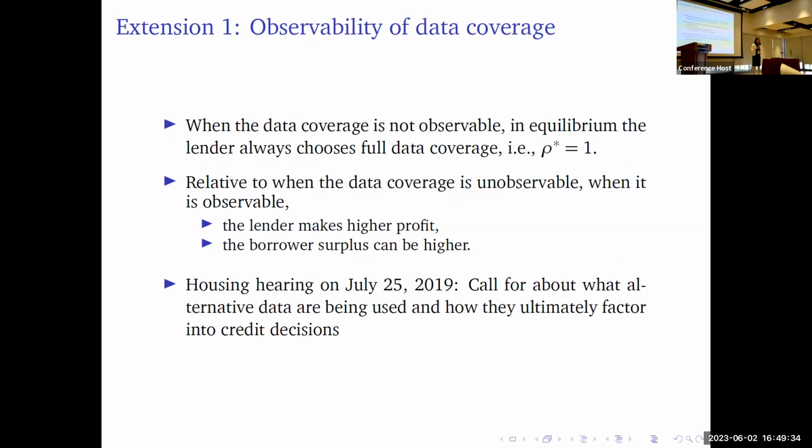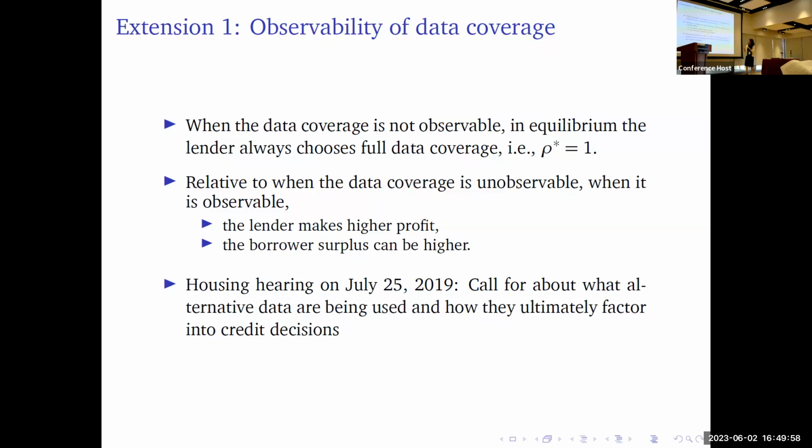We also did some extensions, and the one extension I want to mention here is that we relaxed an assumption. In the beginning, we assumed that the data coverage, the rho, is observable. And now we relax it. We say, okay, what if rho becomes unobservable? The borrowers have no idea how much data is used in this credit lending model.